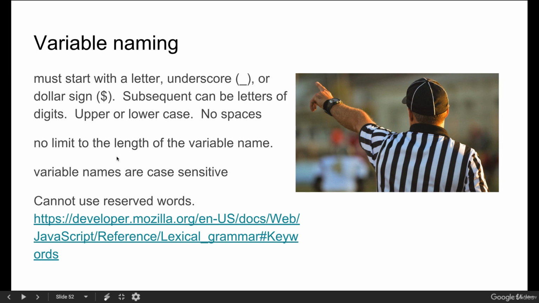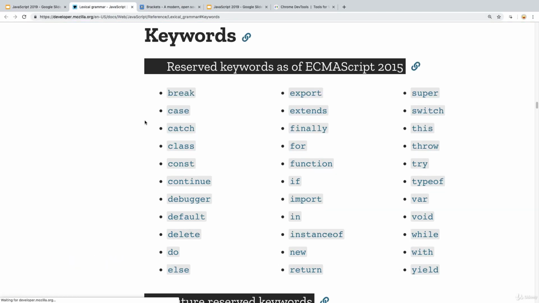There's also no limit to the length of the variable name, but of course you want to keep it manageable, because variables you're typing quite often in the code, and trust me, you don't want to make them too long. There are also some reserved words. There's not a whole lot, but there are some, and this is available at the Mozilla Developer Network, JavaScript reference, lexical grammar. So these are the reserved words. You can't call your variable const or let.